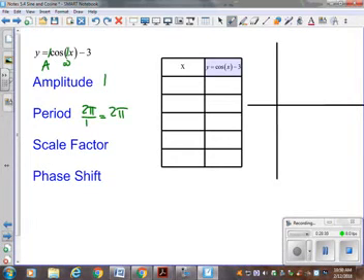What does that make my scale factor? Pi over 2. And there's no phase shift, because I don't see any adding or subtracting inside of a parentheses. Everybody agree? So scale factor, pi over 2; phase shift, there's none. So this problem did not reflect. It did not move left or right. Everybody with me so far? It did not stretch vertically or get compressed vertically. So what in the world does that minus 3 have left to do that we haven't already talked about?